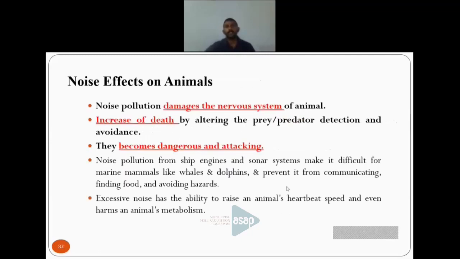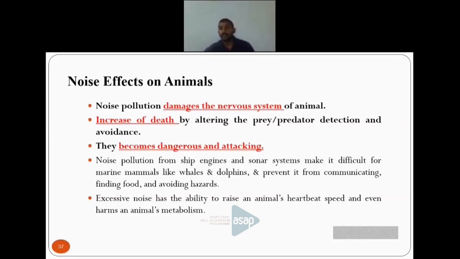Next, noise effects on animals. So first is the noise. If animals are continuously exposed to higher levels of noise, it may damage the nervous system, increase the death of the animals, and make them dangerous, prone to attacking. If the sound is high near a cow or a dog, it starts to attack. So those things will happen.